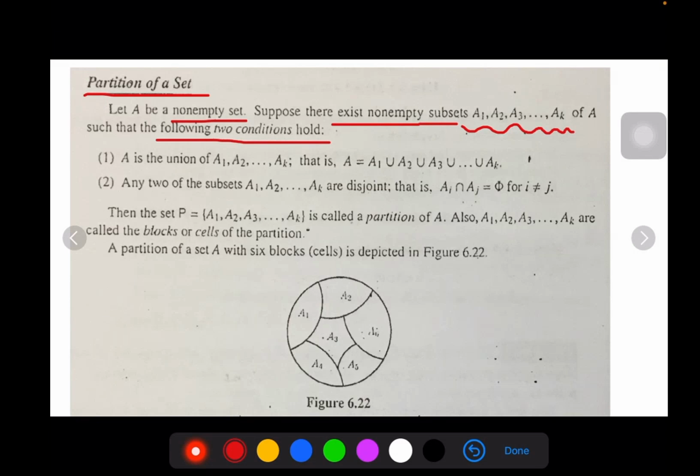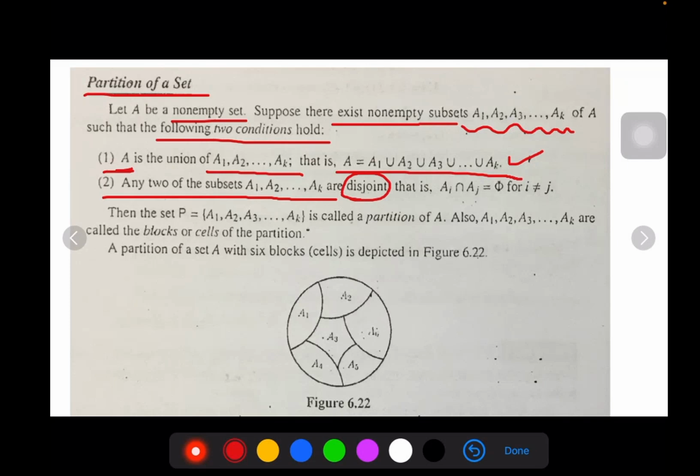So what are the conditions? Your original set A is the union of all these sets A1 to AK. Nothing but A can be written as A1 union A2 union, etc., union AK. That is the first property. The second condition says that any two of these A1 to AK should be disjoint. What is the meaning of disjoint?